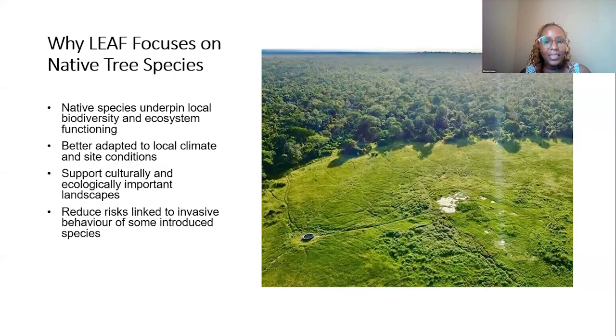Okay, so why does LEAF focus on native tree species? First, these native species underpin the local biodiversity and ecosystem functioning, and most of the importance has been mentioned by Paul in the previous presentation, and they are better adapted to the local climate. And especially for the coast, native species are very important culturally and ecologically to this landscape, and they reduce the risk linked by invasive species or the invasive behavior of some introduced species like Lucina or the neem. Next slide.